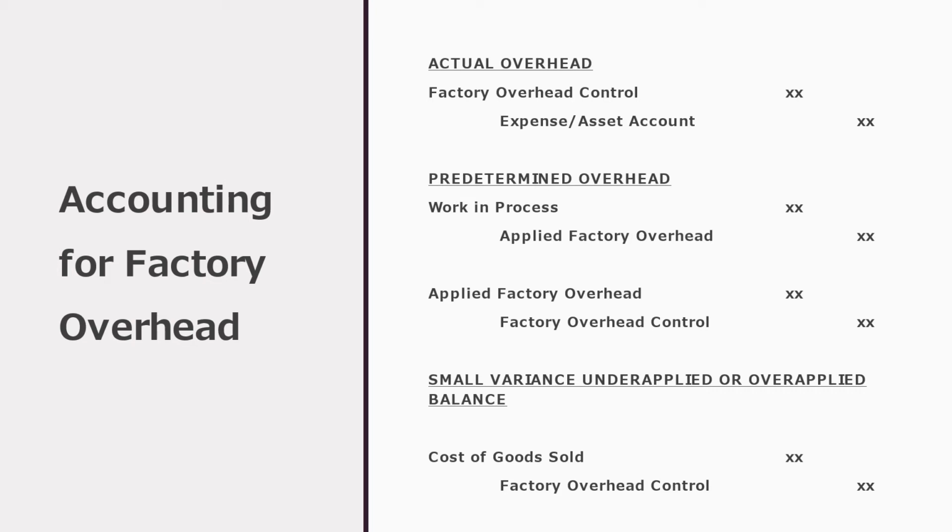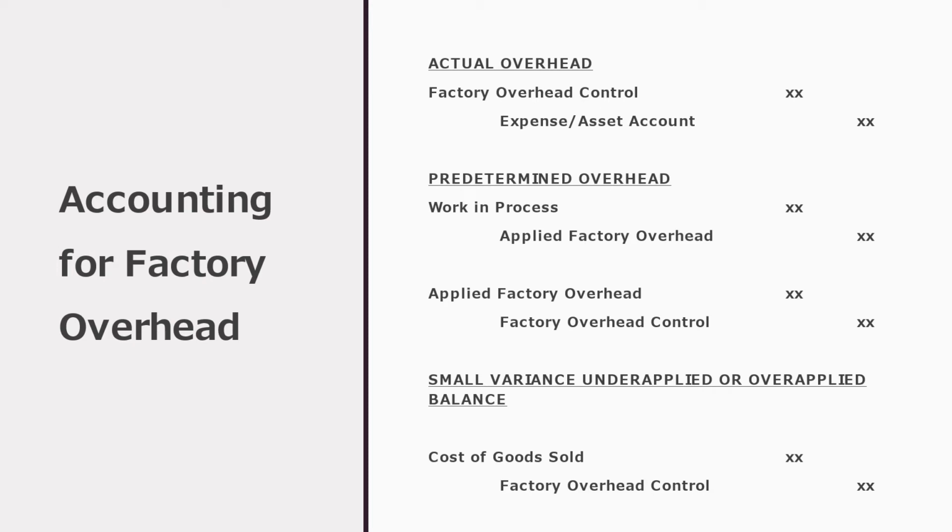For indirect labor, you just debit factory overhead and you credit payroll. For depreciation, you just debit factory overhead control and you credit accumulated depreciation, or prepaid insurance if it's a prepaid account. So that's why it's an asset account for prepaid accounts. And for other expenses, it would be rent.